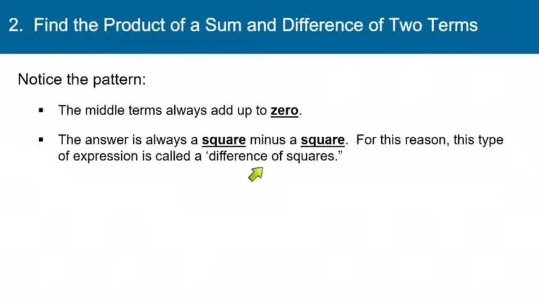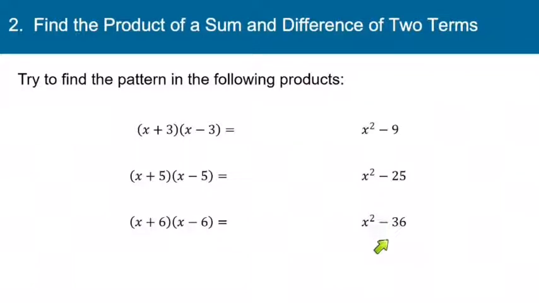You know that the word difference means subtraction, and you know that a square is a second power. So when you look back at each of these answers, notice that they are all square minus square, and that's why they're called a difference of squares.